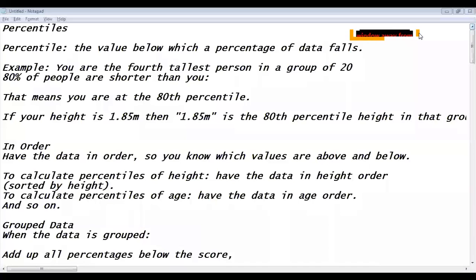To find the percentile, you must have the data in order, in ascending order, so you know which values are above and below it. To calculate percentiles of height, you should have the data sorted by height. To calculate percentiles of age, you should have the data in age order. So the data should generally be in ascending order.